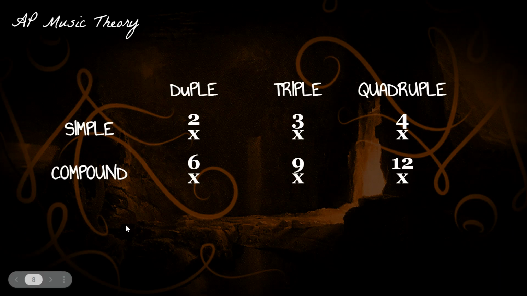If the top number is a 2 or a 6, then you have a duple meter. If the top number is a 3 or a 9, then you have a triple meter. If the top number is a 4 or a 12, then you have a quadruple meter. If the top number is 2, 3, or 4, you have a simple meter. If the top number is 6, 9, or 12, then you have a compound meter.